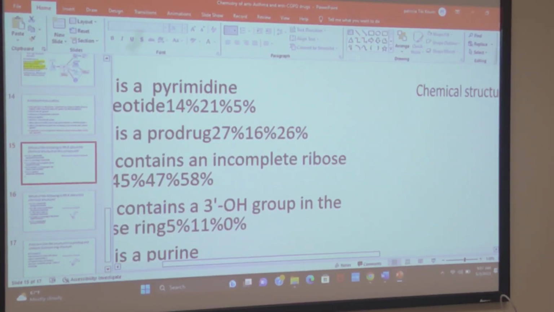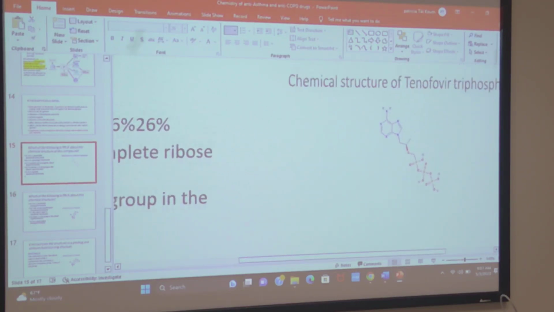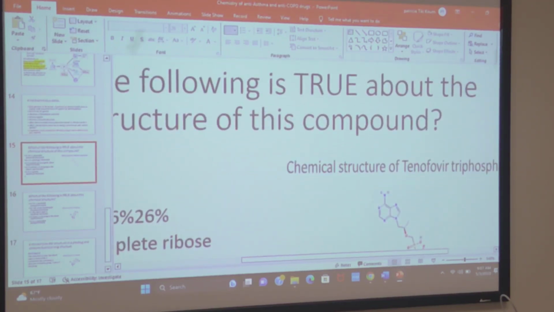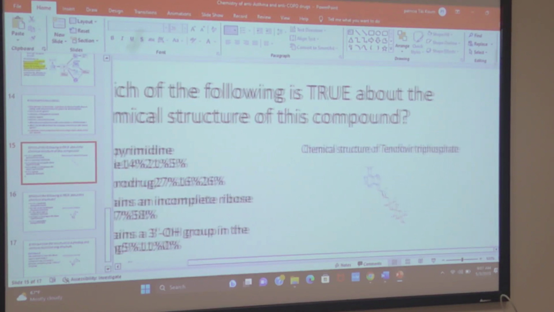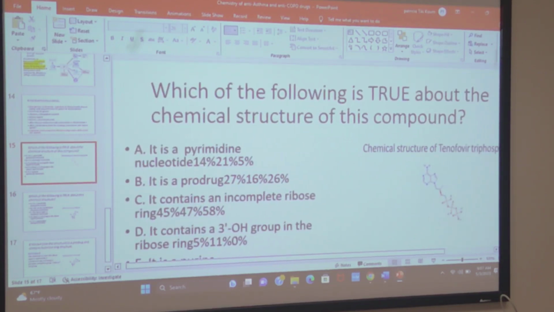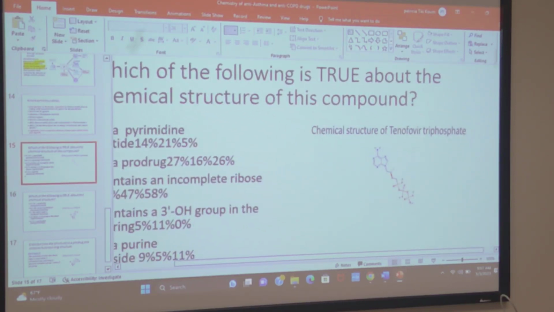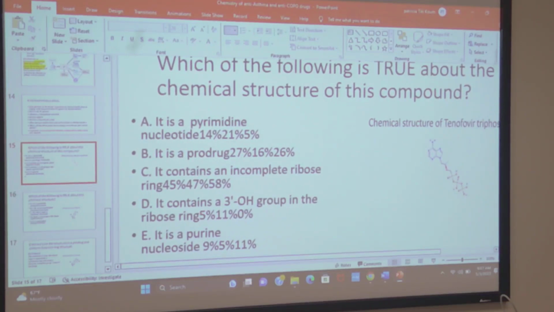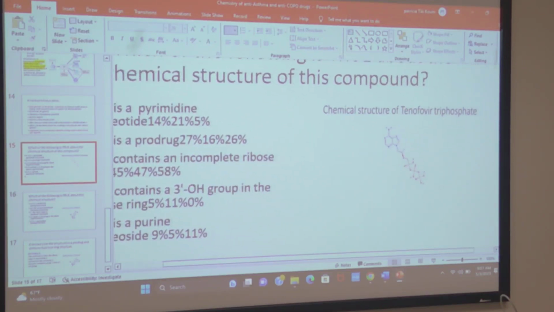But the slide says it's prodrug. I'm sorry. Remember, which of the following is true about the chemical structure of the compound? The chemical structure given is a phenopure tripod. So look at the chemical structure and see what applies to the chemical structure. Is it a pyrimidine? No. Is it a prodrug? No. Does it contain an incomplete ribose sugar? Yes.